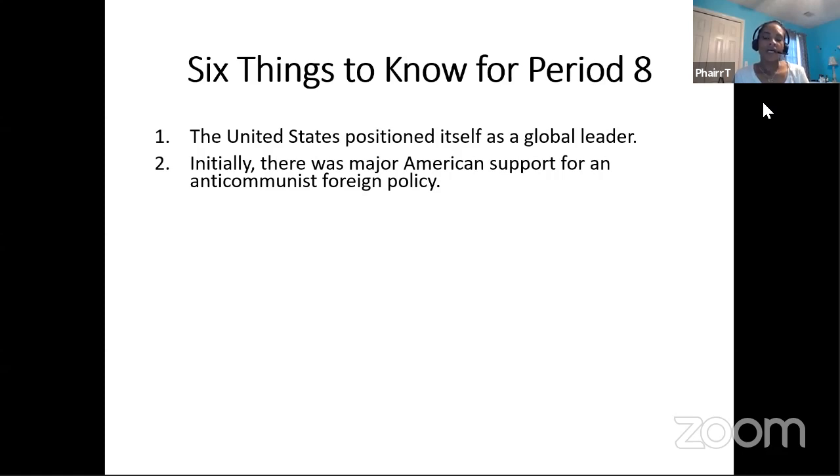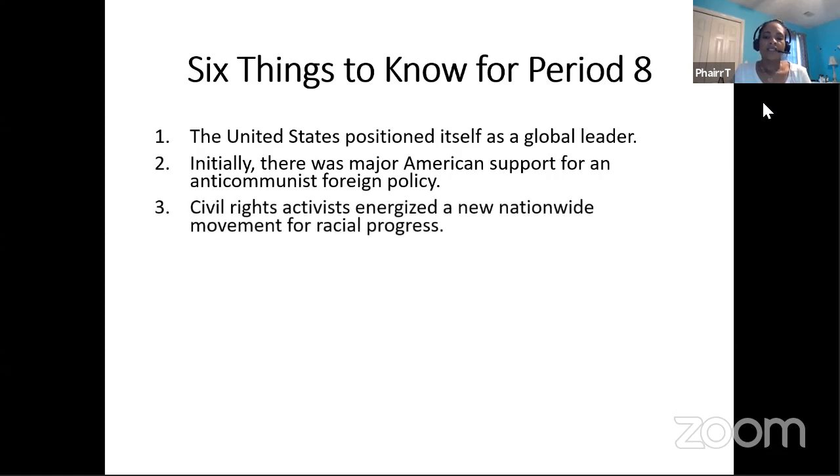Because if you recall, there were also some situations where we had those anti-communist feelings, although they weren't really identified as communist feelings at the end of World War I. The civil rights activists energized a new nationwide movement for racial progress. The civil rights movement, of course, we're talking about the 50s, the 60s, and then the 70s.